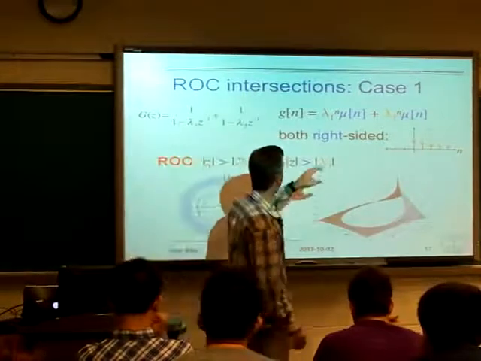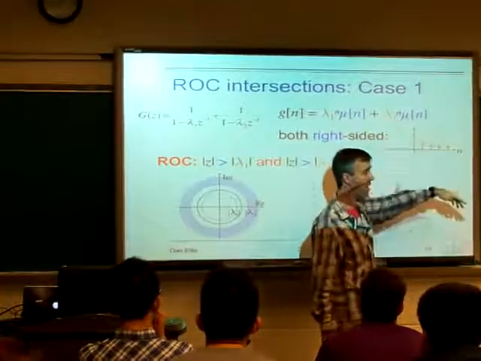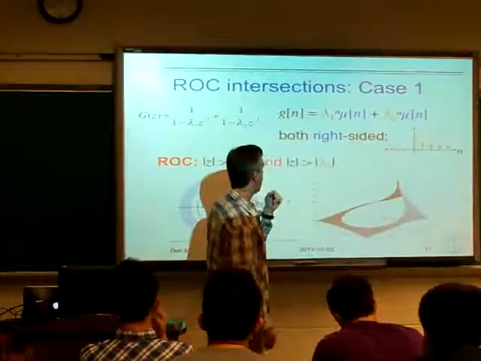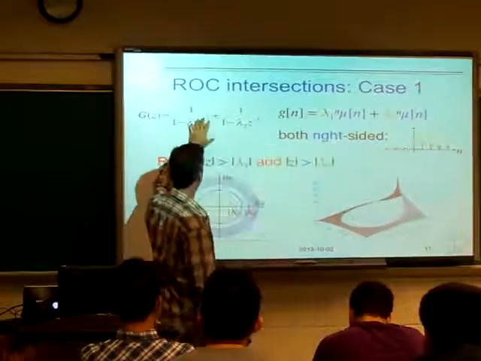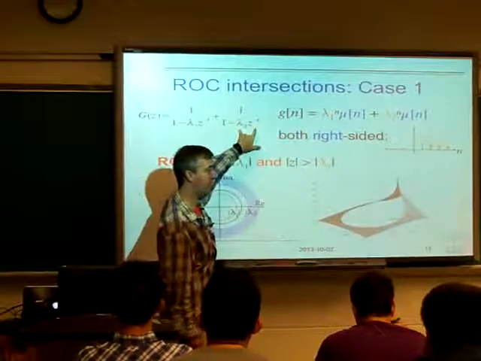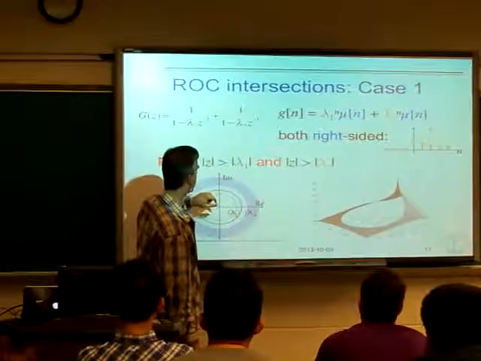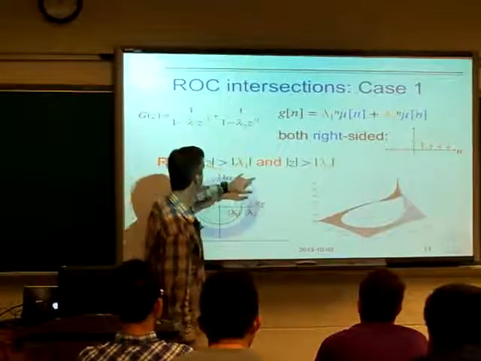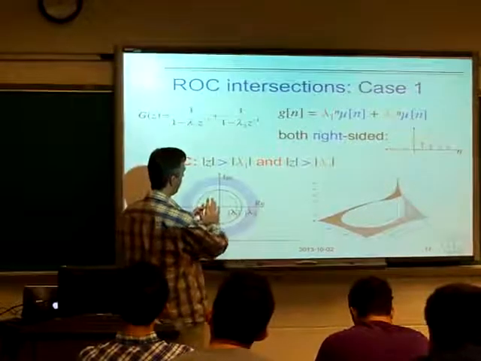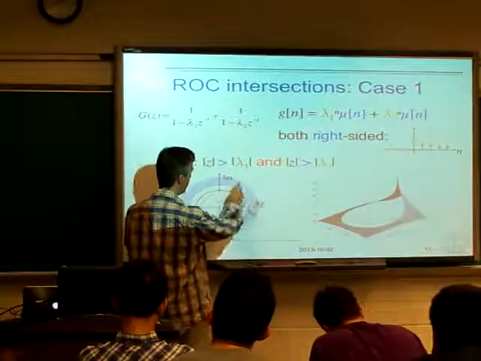So case 1, we have G of n is equal to lambda 1 to the n mu of n plus lambda 2 to the n mu of n. So there's two right-sided sequences, one of which is converging, one of which is diverging. When we take the Z transform, because they're both right-sided, we need both of these terms to be magnitude smaller than 1, which means that Z has to be larger than lambda 1 and larger than lambda 2. So here are our two circles, lambda 1 and lambda 2. It has to be larger than both of these, which means it has to be larger than the larger of these, which means the region of convergence is the exterior of this larger circle.